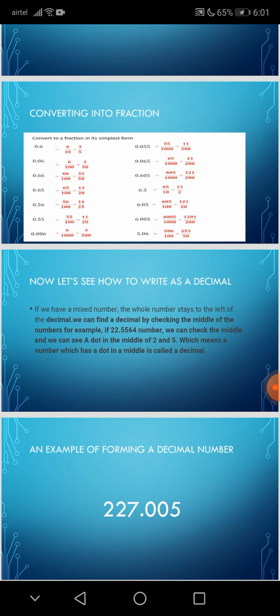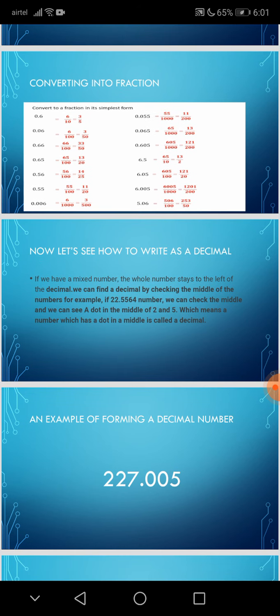If we have a mixed number, the whole number stays to the left of the decimal. We can find a decimal by checking the middle of the number. For example, in 22.5564, we can check the middle and see a dot in the middle of 2 and 5, which means a number which has a dot in the middle is called a decimal.